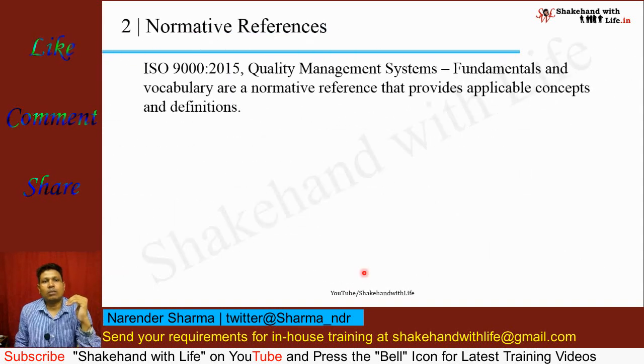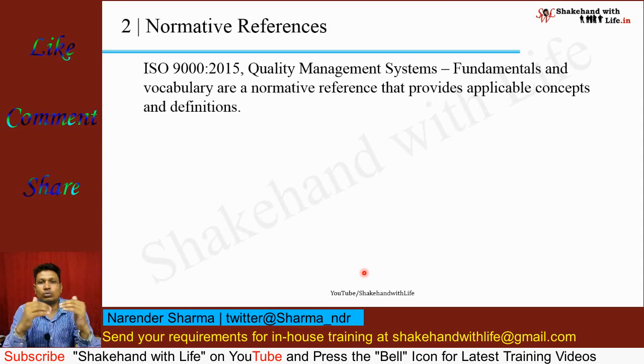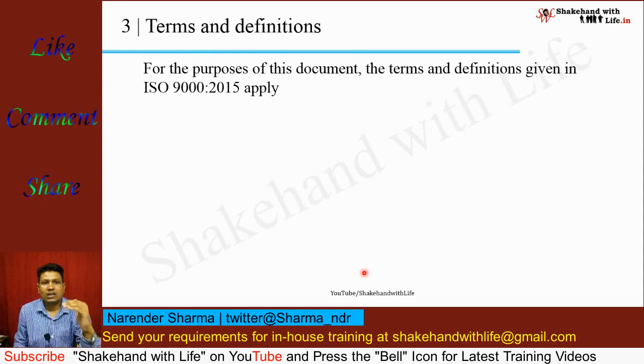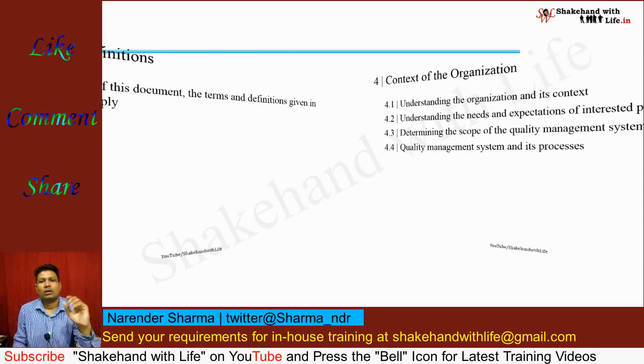Now clause number 2 is about the normative references. ISO 9000-2015, quality management system fundamentals and vocabulary, is a normative reference that provides applicable concepts and definitions with respect to this international standard ISO 9001-2015. And clause number 3 is about the terms and definitions. For the purposes of this document, ISO 9001-2015, the terms and definitions given in ISO 9000-2015 apply.